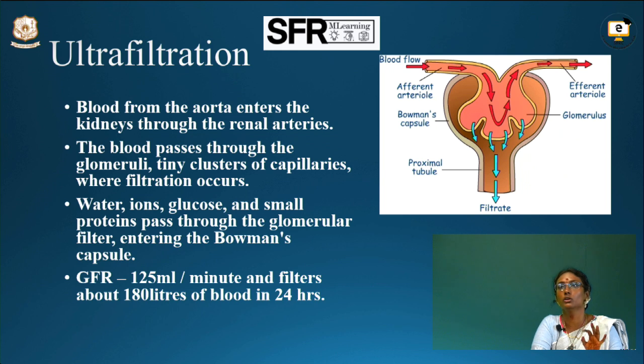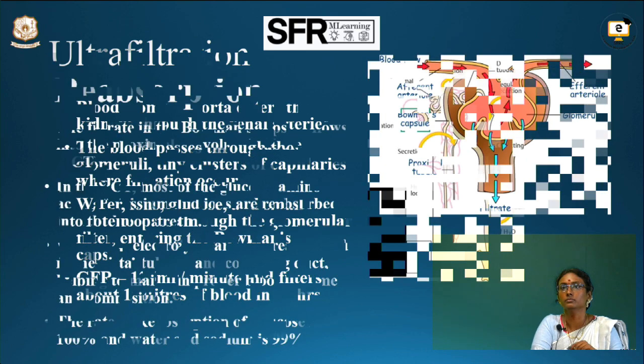This is called glomerular filtration, and the glomerular filtration rate is 125 ml per minute. The glomeruli alone filter about 180 liters of blood in 24 hours. In this filtration, water, ions, glucose and small proteins pass through the glomerular filter and enter the Bowman's capsule. From the Bowman's capsule the filtrate enters the tubules for reabsorption. The filtration power of the glomeruli is very large.